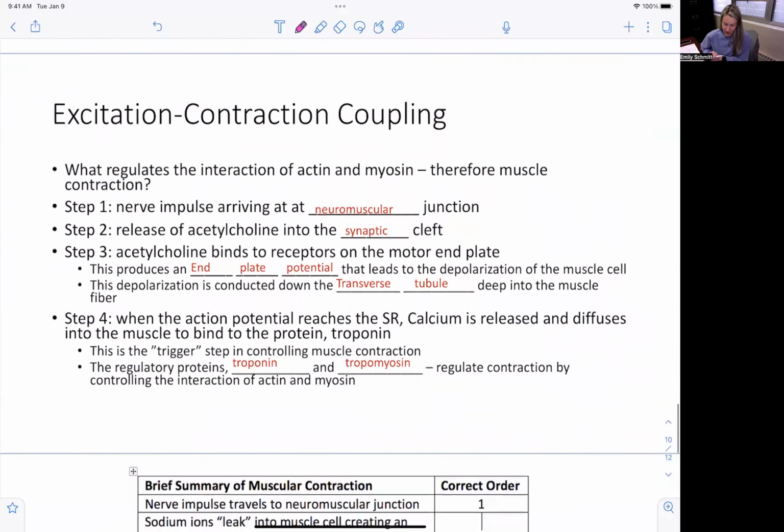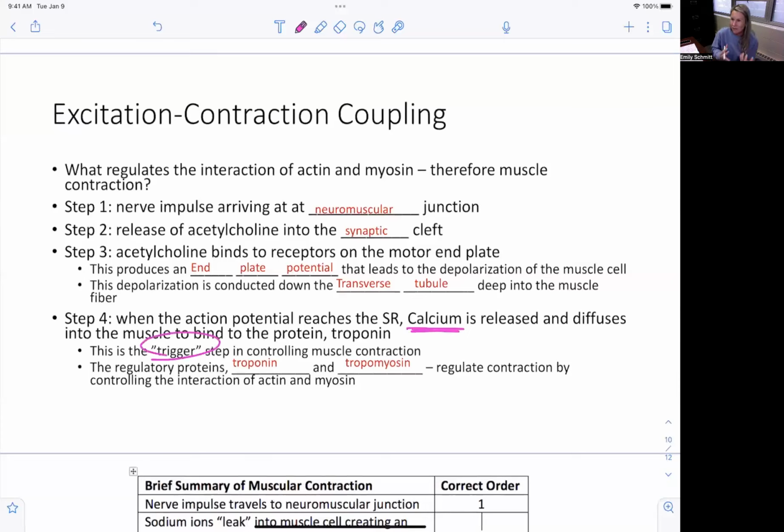So just to review for the excitation contraction coupling, we know what regulates the interaction of actin and myosin and therefore muscle contraction. So step one, we have a nerve impulse arriving at the neuromuscular junction. This releases acetylcholine. This acetylcholine binds to receptors on the motor end plate, producing an end plate potential. And then we have a depolarization of the muscle cell conducted down the transverse tubule. And when the action potential reaches the sarcoplasmic reticulum, calcium is released. And this is the trigger step in controlling muscular contraction.